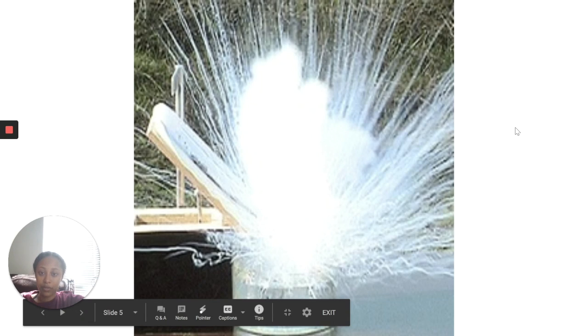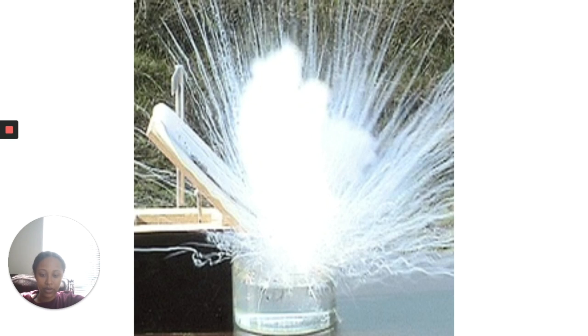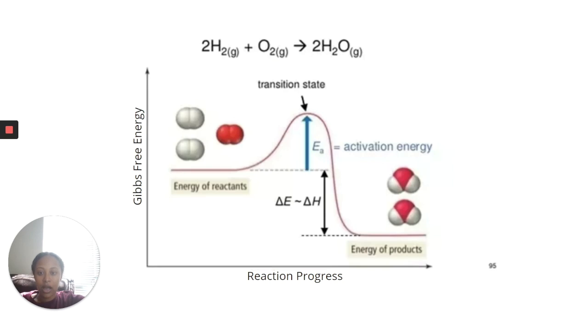As you saw, the reaction is very explosive, and that is because the reaction is very exothermic. Hydrogen gas is created from the reaction, reacts with oxygen in the air and forms water. That's this chemical equation right here.